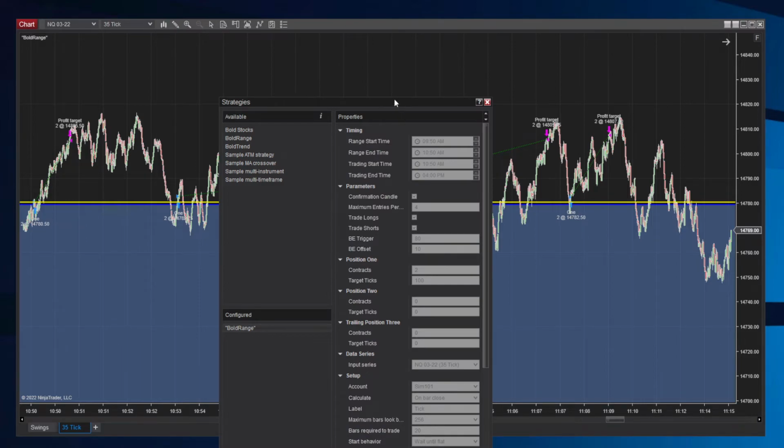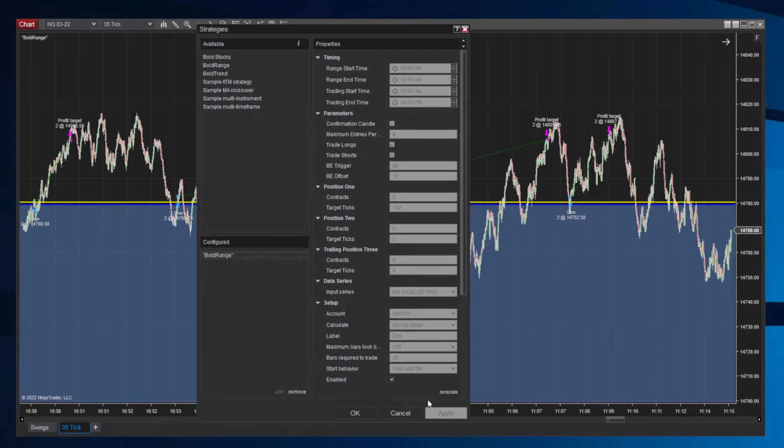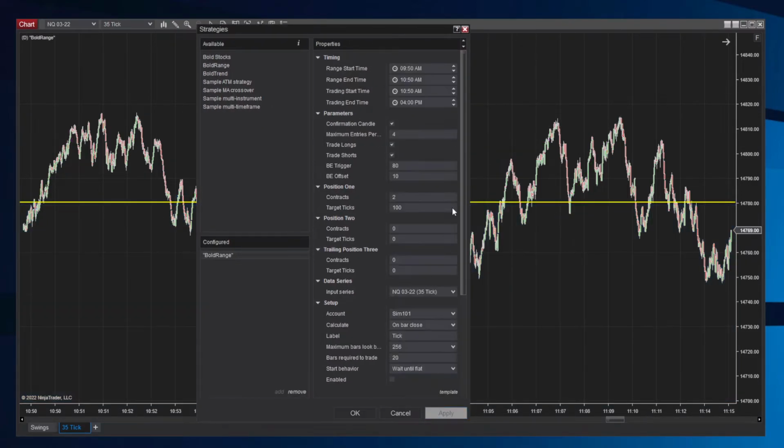So the strategy itself. Let me unenable this. Again, there are 2 new added lines, which are the break-even trigger and the break-even offset. What do these both mean and how do they work? The break-even trigger is essentially that. It is a trigger. When is this going to trigger?